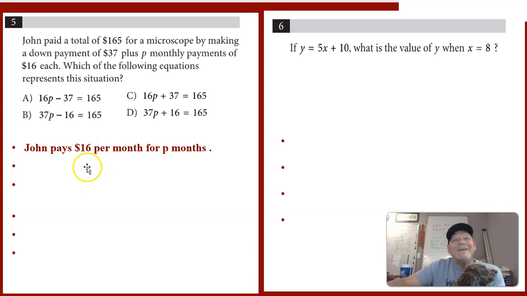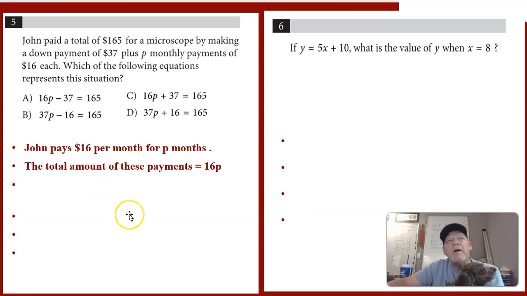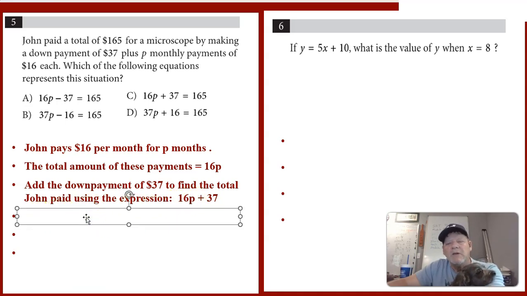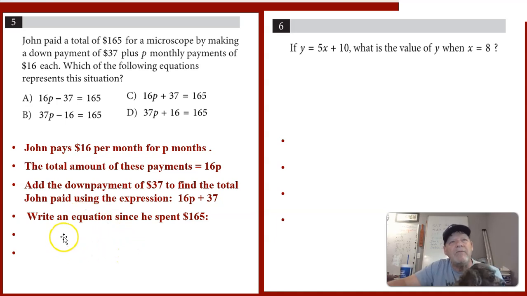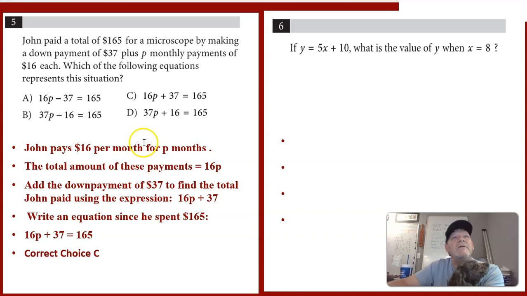We know that he's going to pay $16 per month, and it asks you for P months. So the number of months would be substituted for P whenever it's paid off. The total amount of these payments would be 16 times P. You add the down payment of $37 to find the total John paid using the expression 16P plus 37. And since he's paying 165, it's the total spent. The equation 16P plus 37 equals 165, which would be choice C. Hopefully you're able to get that one right.